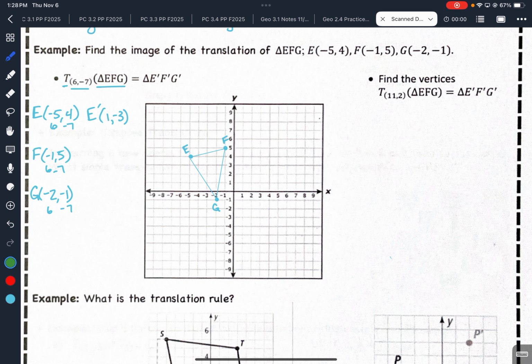And actually, I'm going to change the green. Okay, so then F prime, negative 1 plus 6, 5. And 5 minus 7, negative 2. G prime would be then 4, negative 8. So then we're going to graph those.